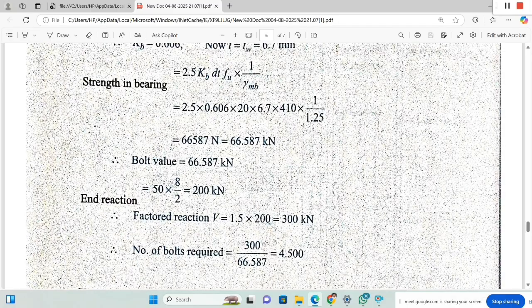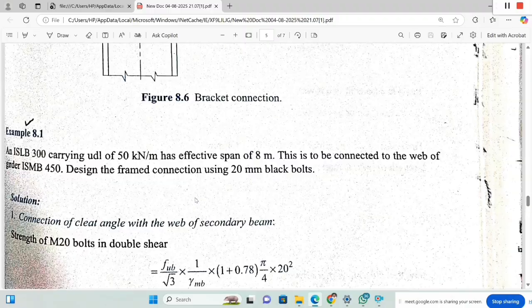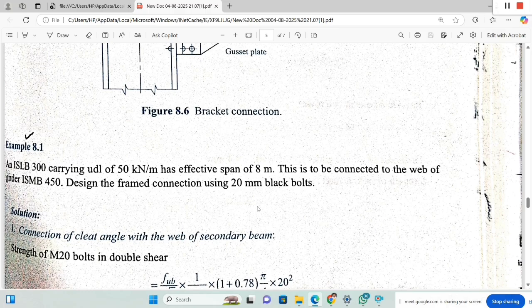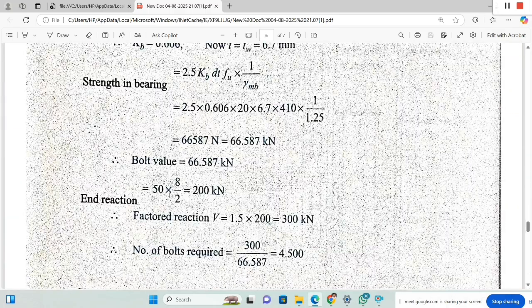So now the end reaction. What is the total load here? UDL of 50 kN per meter and span of 8 meters. So the total load will be 50 into 8, and the shear force that is to be transferred at the ends is 50 into 8 divided by 2, since 2 supports are there, one at each end of the beam. So total load divided by 2 will give the shear force, the end reaction. Then you consider the factored shear force by multiplying with 1.5. This is the design shear force.